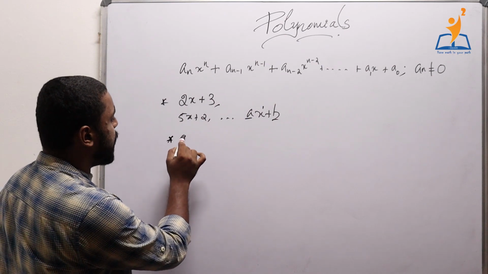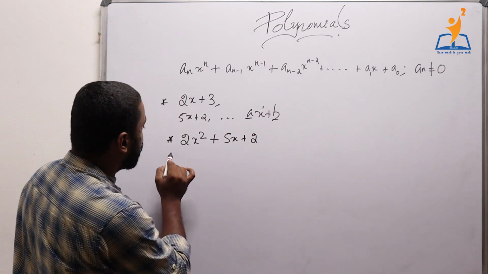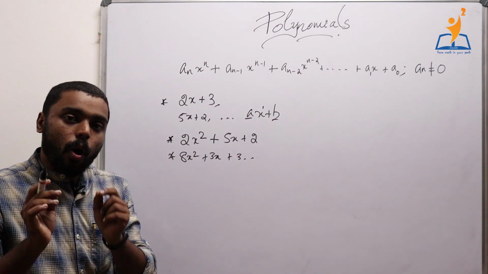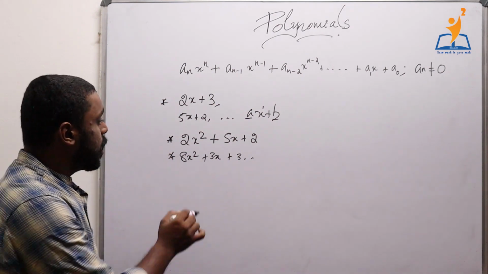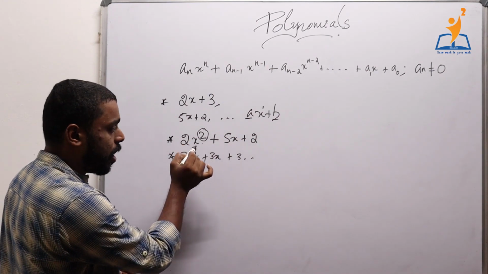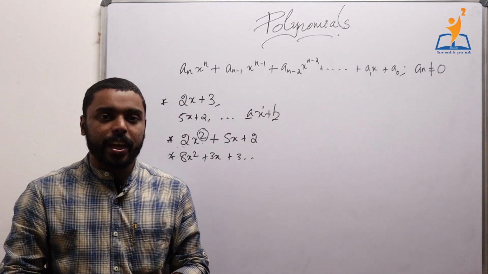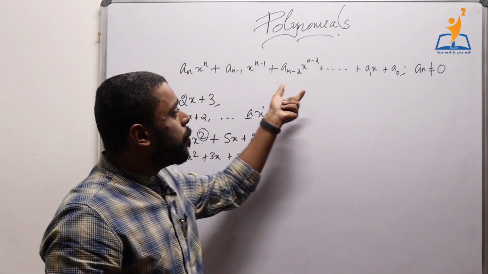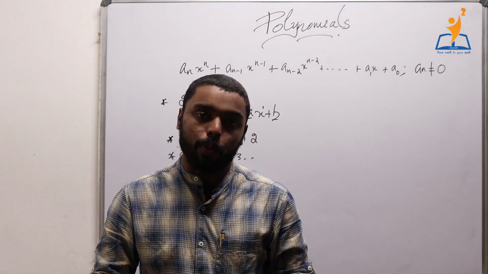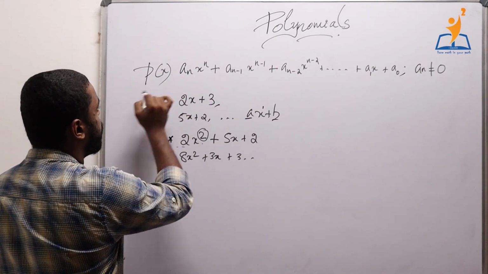Also, you may have seen expressions like 2x square plus 5x plus 2 or 8x square plus 3x plus 3, etc. These are also polynomials since the highest power of x here is 2, it is a whole number, and it also keeps a form like this. So, any algebraic expression which keeps the form like this is a polynomial. Now, we are going to denote this polynomial by p of x.